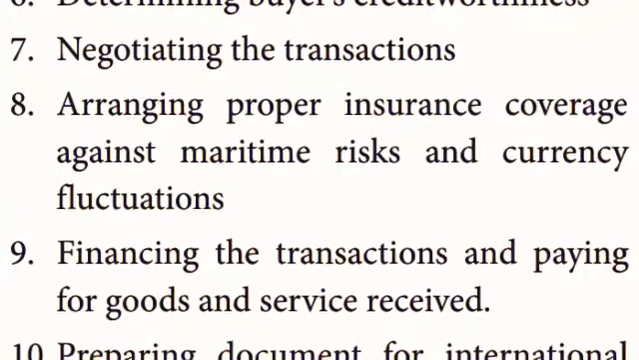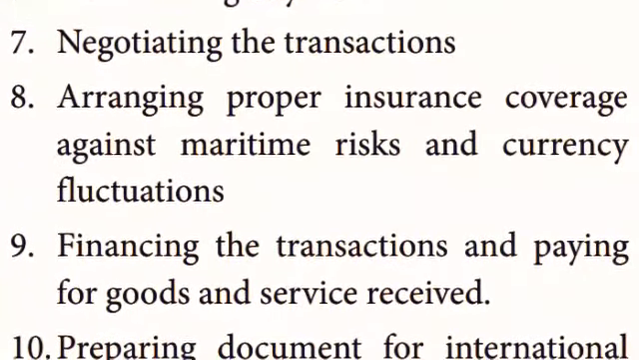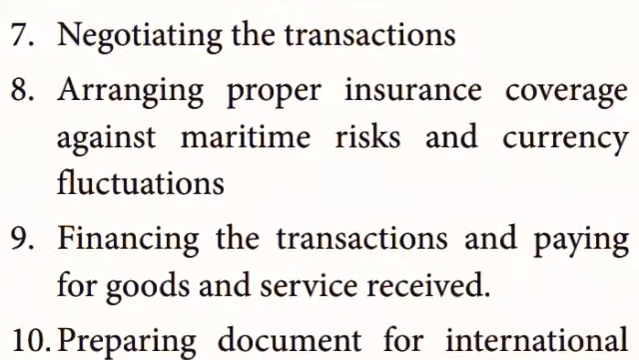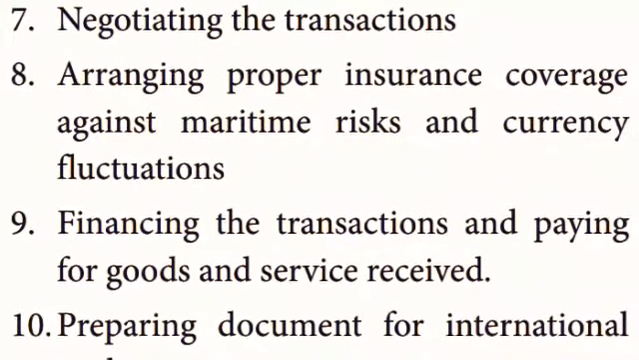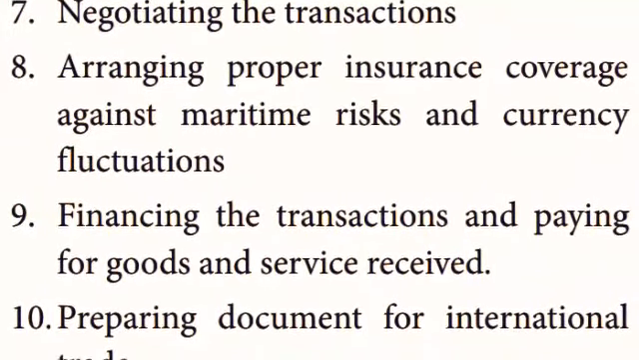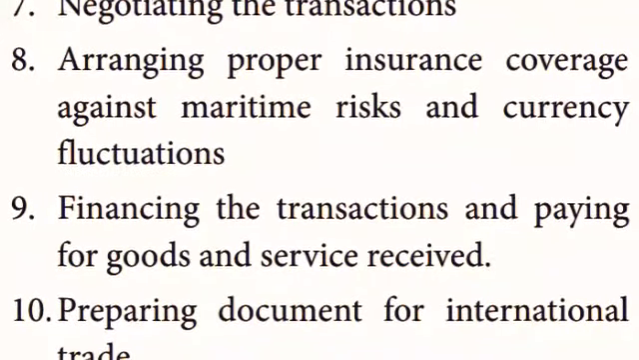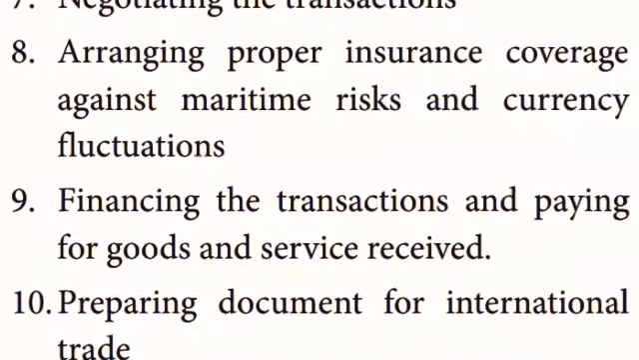Eighth one, proper insurance we have to take. The ninth one, financing the transaction, paying for the goods and services received. How we are going to sell the goods, how we are going to get the payment. Next one, preparing the documents for international trade. Last one is settling claims. These are the functions of the export house, children.